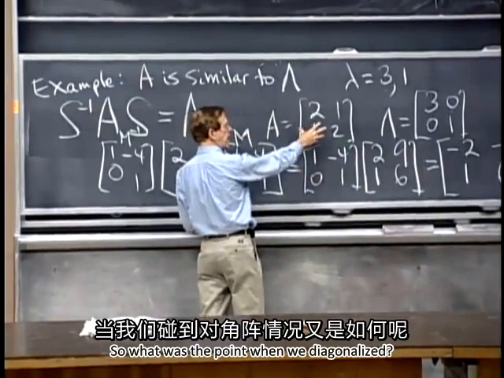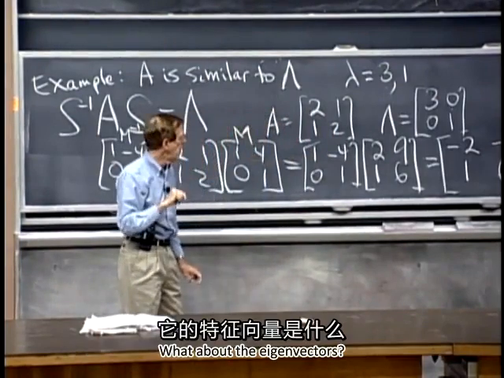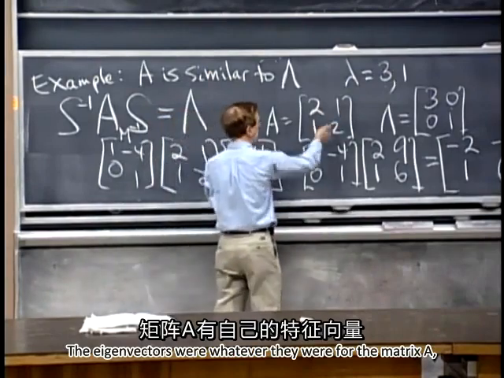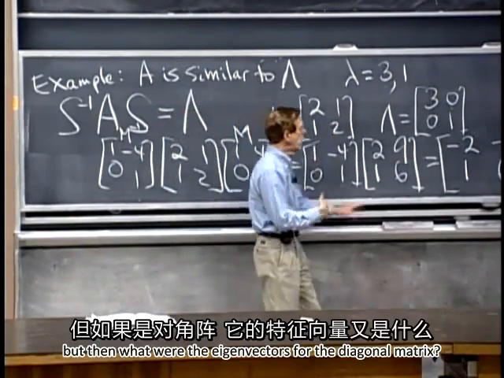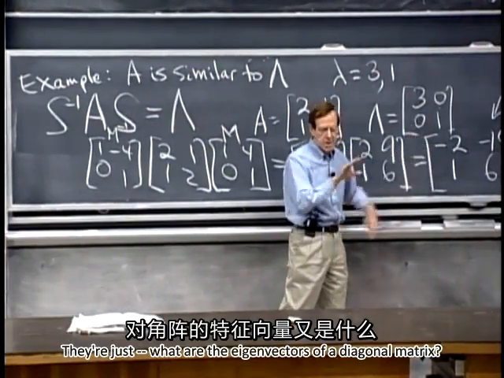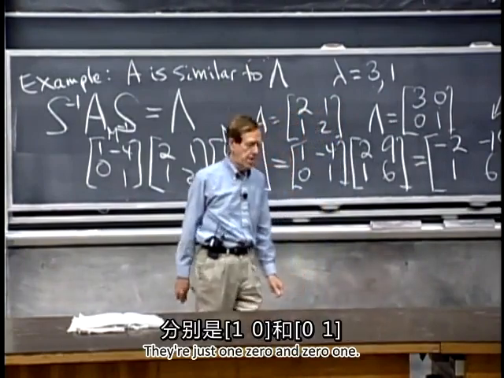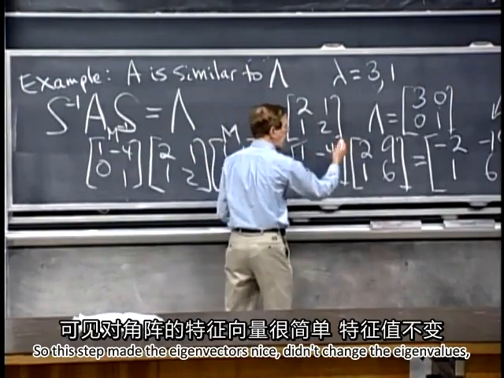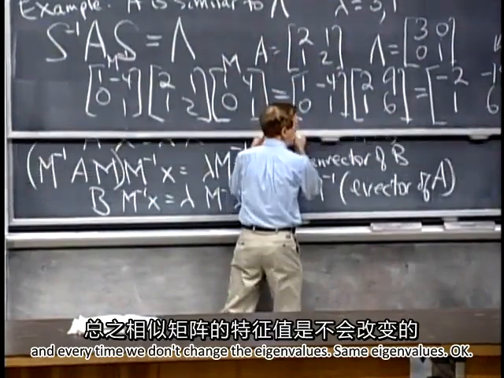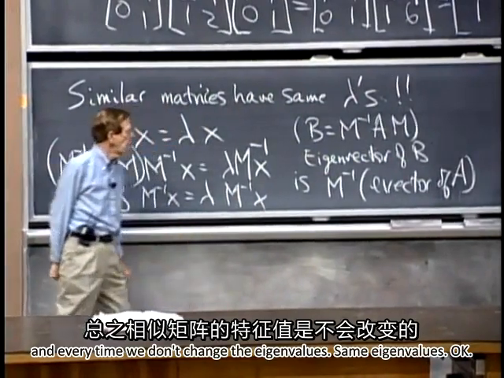So what was the point when we diagonalized? The eigenvalues stayed the same, of course, 3 and 1. What about the eigenvectors? The eigenvectors were whatever they were for the matrix A, but then what are the eigenvectors of a diagonal matrix? They're just 1, 0, and 0, 1. So this step made the eigenvectors nice, didn't change the eigenvalues, and every time we don't change the eigenvalues, same eigenvalues.